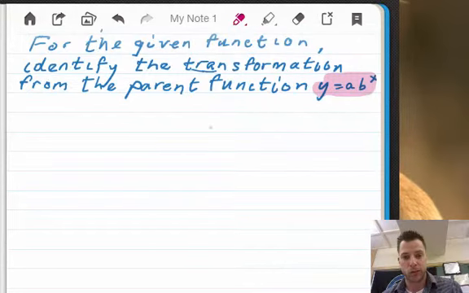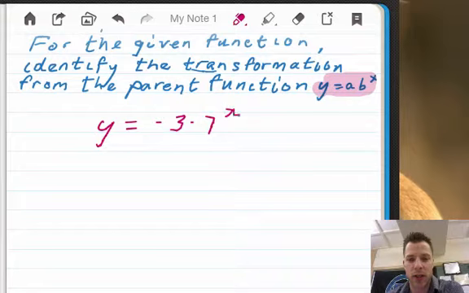And you noticed here, even on the first one as we redo this, I had to erase some things. For the given function, identify the transformation. The one on your quiz was a little bit of a transformation here. It was negative 3 times 7 to the x. This is asking you what's going on here. How does this really relate to the parent function? Now I've highlighted the parent function here, y equals ab to the x.